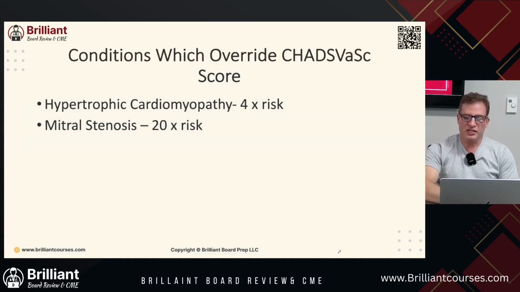Conditions which override the CHA2DS2-VASc score. So you don't do the CHA2DS2-VASc, you just anticoagulate. If a patient has hypertrophic cardiomyopathy, they have a 4-times increased risk of clotting. Mitral stenosis has a 20-times risk of clotting.